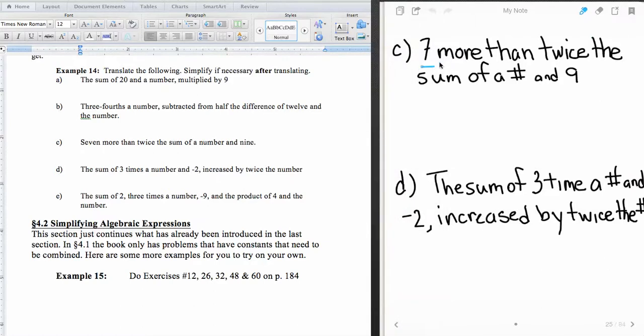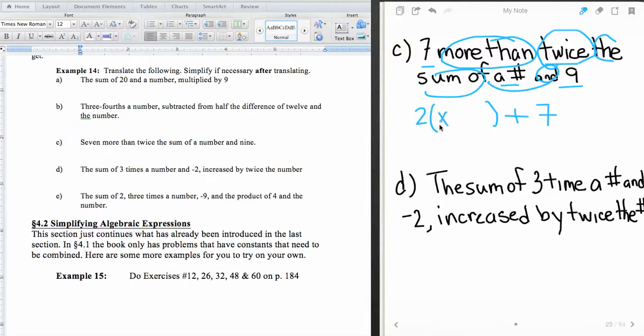In part C, we have 7 more than twice, and remember that twice is a special operator, 2 times, and then the sum of this thing and this thing, so those things are being added up. It's 7 more than, so I'm going to be adding 7 to something, and that something is twice the sum of, so the 2 and then the parentheses, you see the circles right on top of each other meaning parentheses, and we're adding that number x that we've already defined, and 9, and so there's our translation.